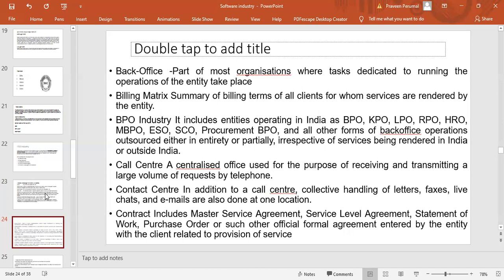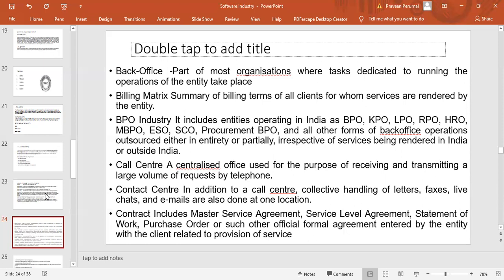BPO industry, it includes various entities like BPO, KPO, LPO, RPO, HRO, MBPO, ESO, SEO, procurement BPO, etc. All the other forms of back office operations might be outsourced either in entirety or partially, irrespective of services being rendered in India or outside India. BPO is the transference and delegation of back office function to outside vendors.